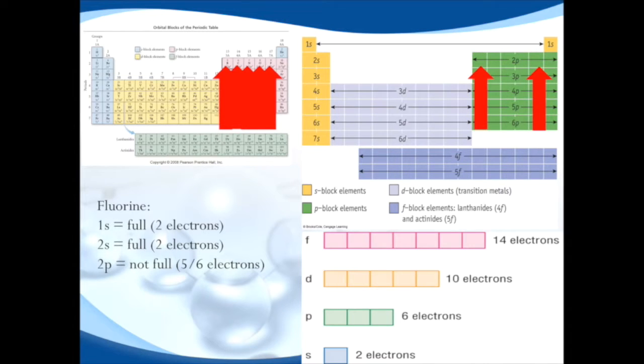It means it's missing 1. So the orbital p in the second energy level is not full. It has 5 out of 6 electrons.